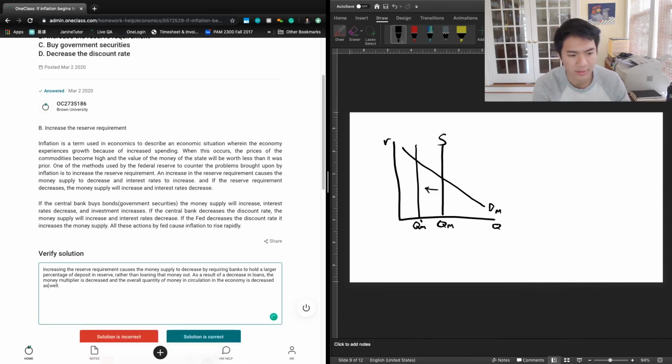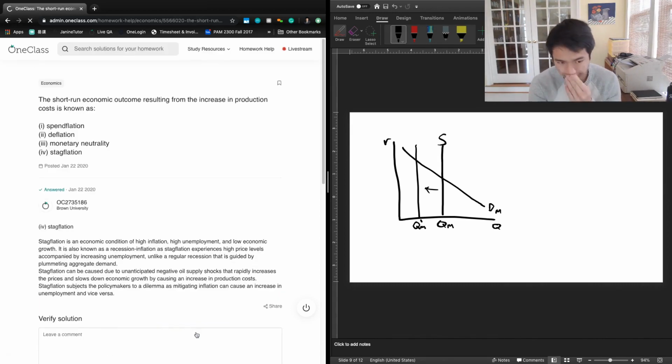So that's a little bit more of a clarification of the mechanism by which the reserve requirement affects the money supply than anything else. But the answer is correct.